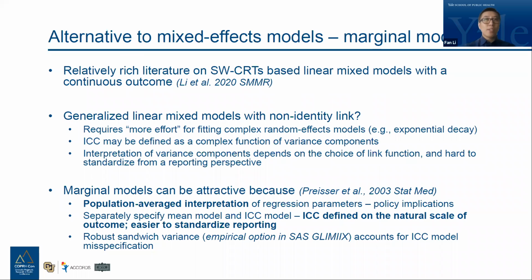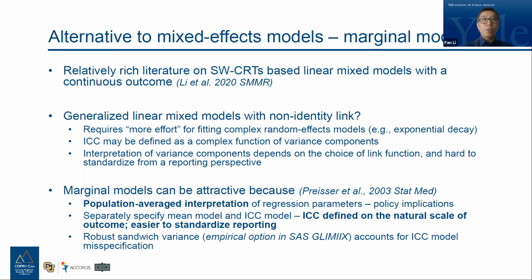The ICC parameters may also be defined as a complex function of the variance components in those models, and the interpretation can depend on the choice of the link function, and may be hard to standardize from a reporting perspective for future power calculations. On the other hand, marginal models may be an attractive alternative because they offer a population averaged interpretation of the regression parameters, which may have implications for policy or public health interventions.